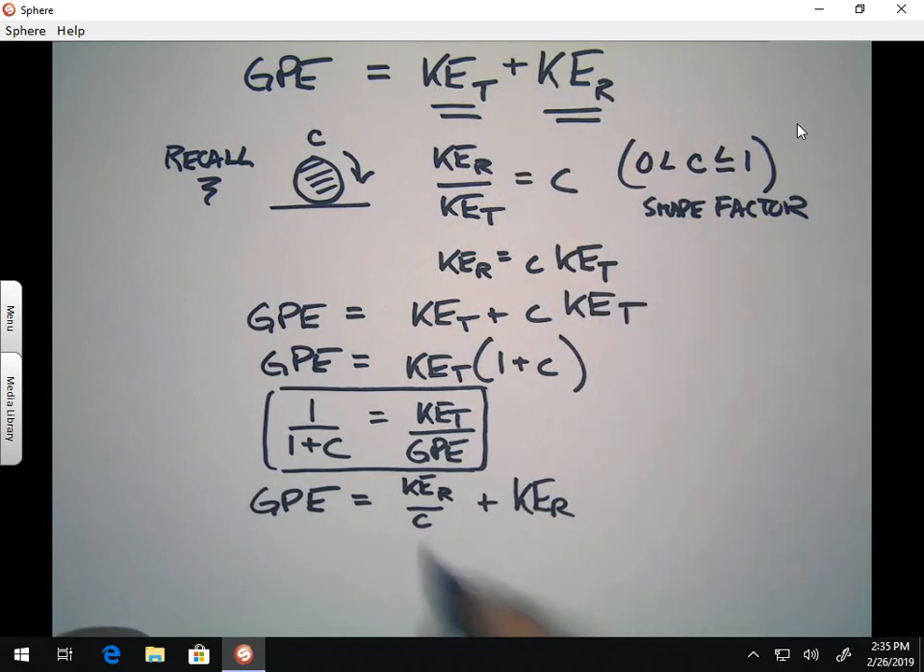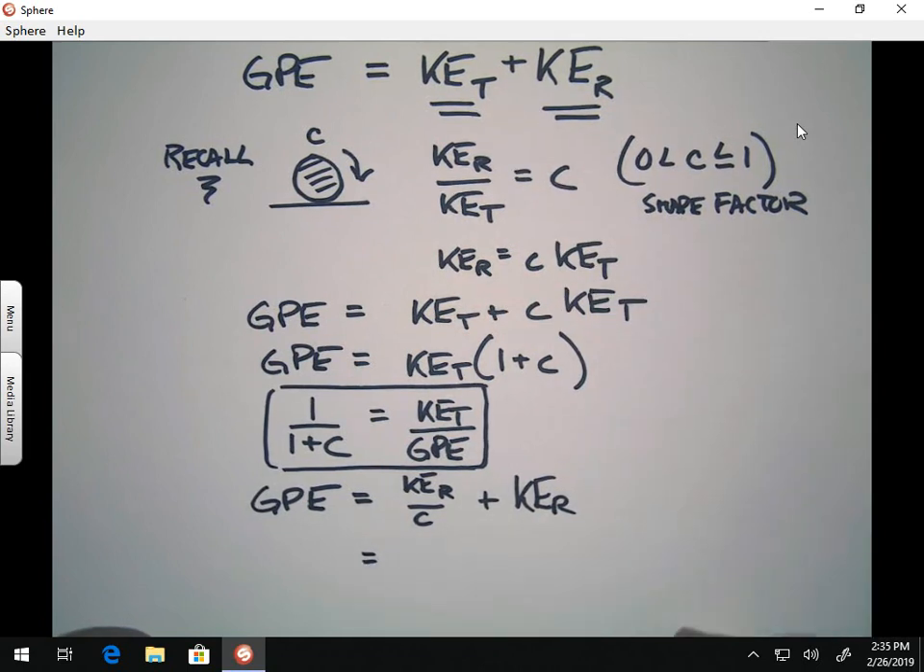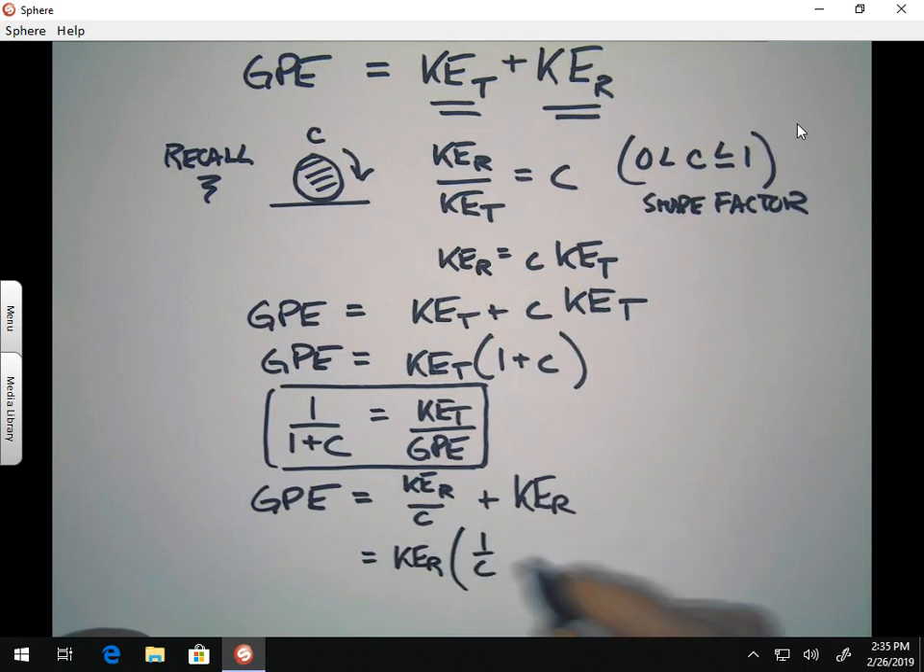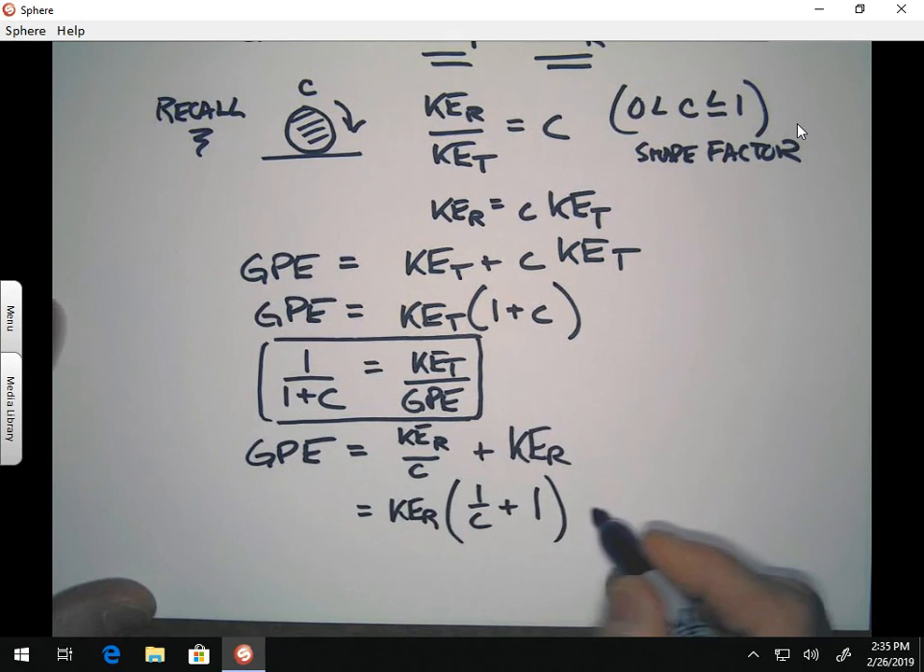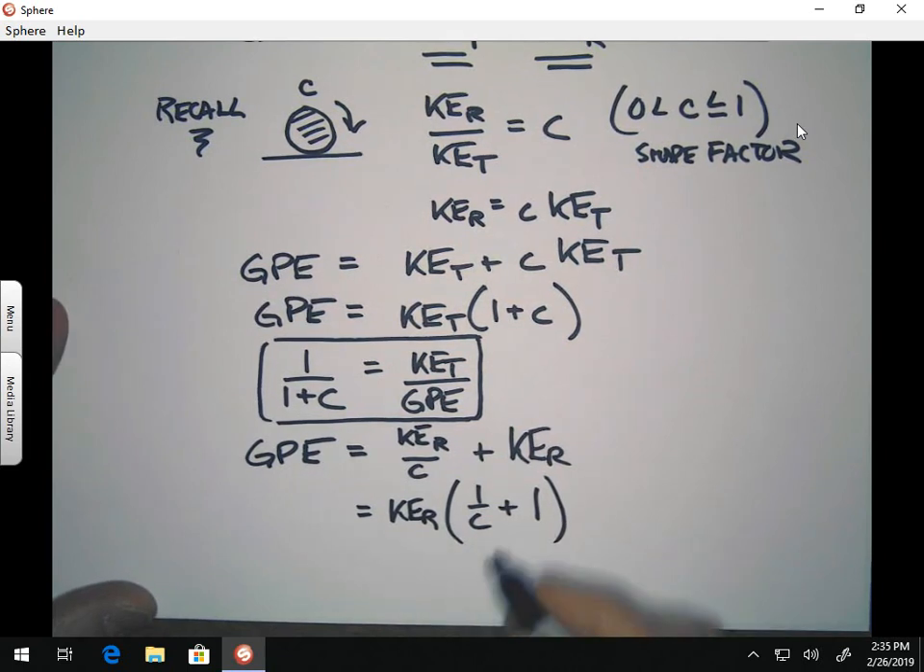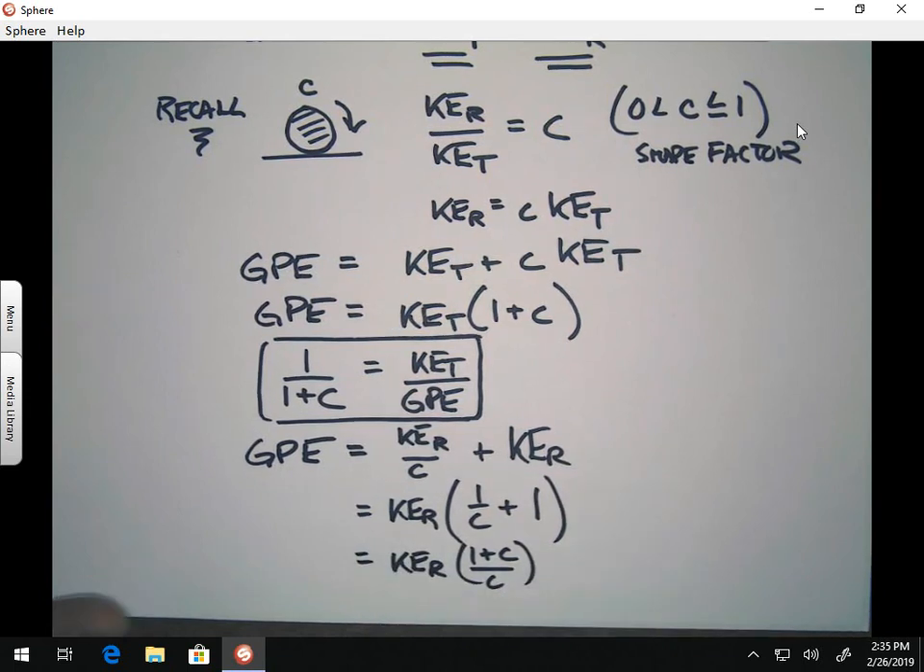This term right here actually is replacing Ke translational. Okay. So now we've got a little more complicated algebra here. We can factor out the Ke rotational. It's going to factor out as 1 over C plus 1. It's kind of a pain. That's the same thing as 1 plus C over C. Right?